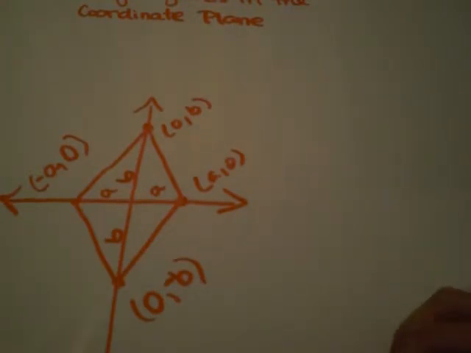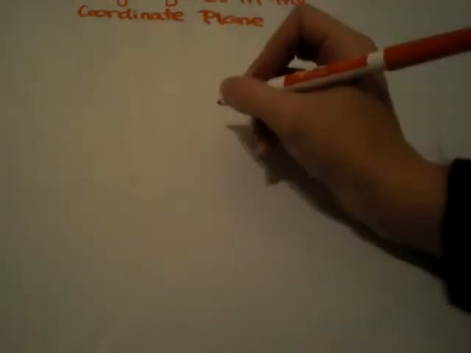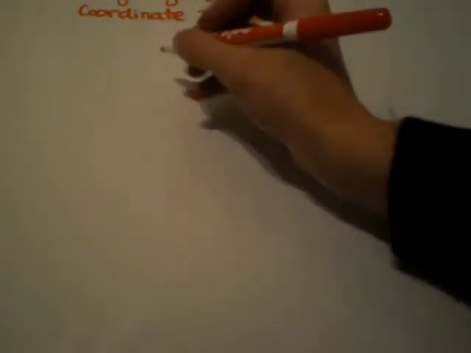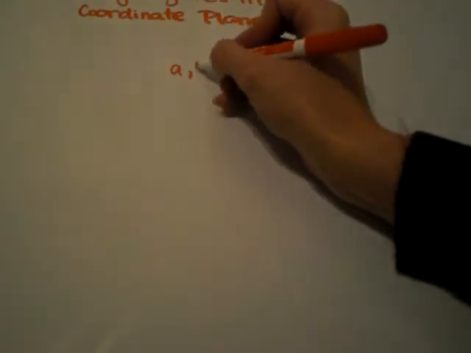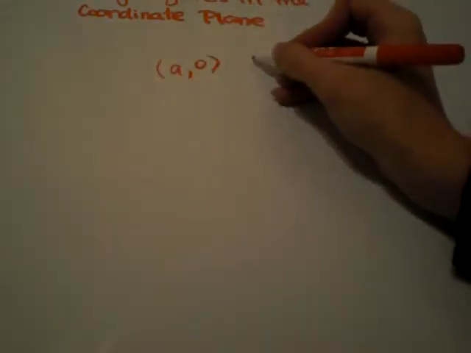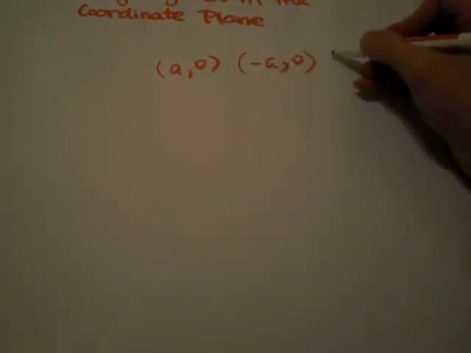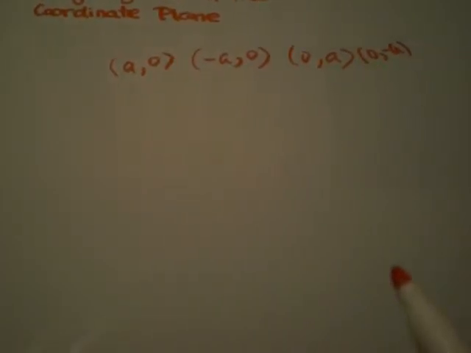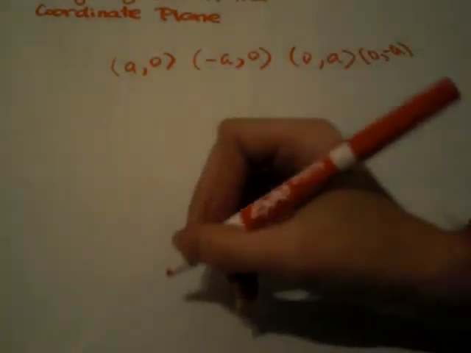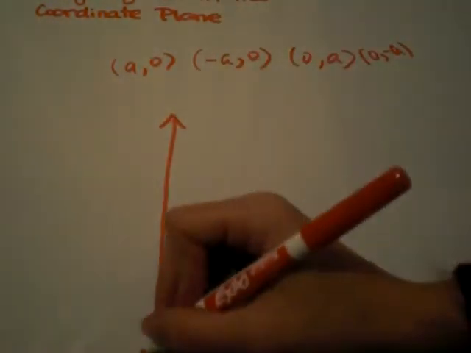Okay. Let's look at one that's been given the coordinates but no picture. So we have a quadrilateral with vertices at A, 0, negative A, 0, 0, A, and 0, negative A. So we have all of these points, and our goal is to first make a graph and then identify what it looks like.